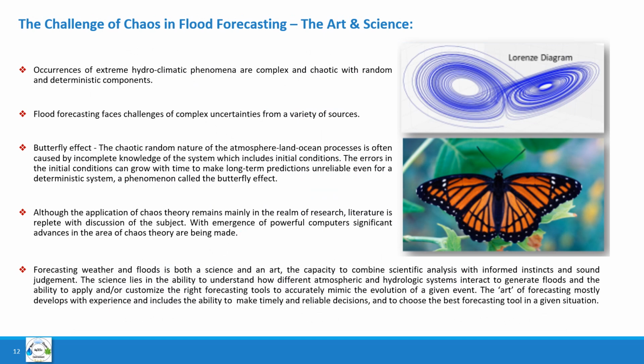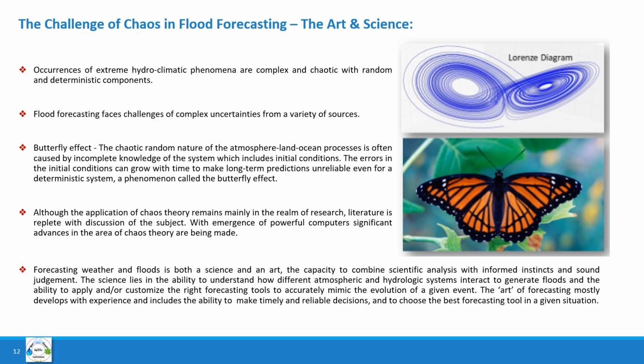The art and science of the challenges in flood forecasting. Occurrences of extreme hydroclimatic phenomena are complex and chaotic with random and deterministic components. Flood forecasting faces challenges of complex uncertainties from a variety of sources, such as the chaotic random nature of the atmosphere, land, and ocean processes. The chaotic phenomena is often caused by incomplete knowledge of the system, including initial conditions.